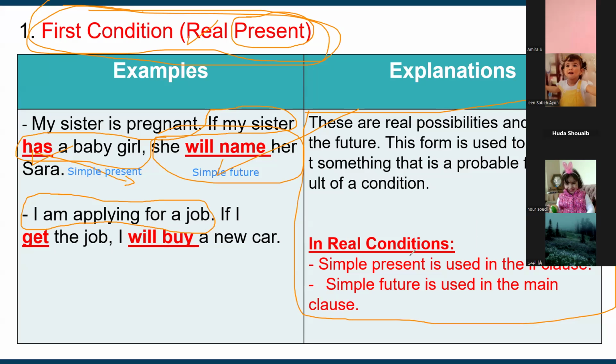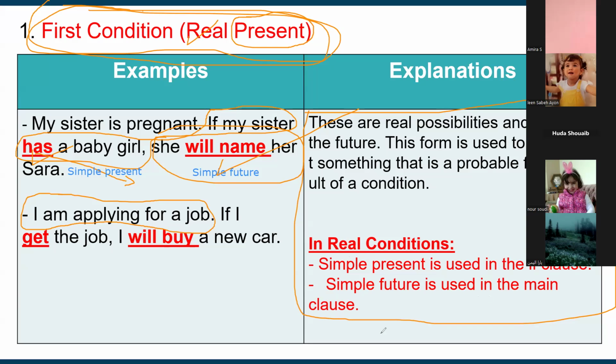Yalla, read. In real conditions, simple present is used in the if clause. Simple future is used in the main clause. Bravo Yara. That's it, girls. So in the first condition, the real present, I have to use simple present in the if clause and simple future in the main clause.